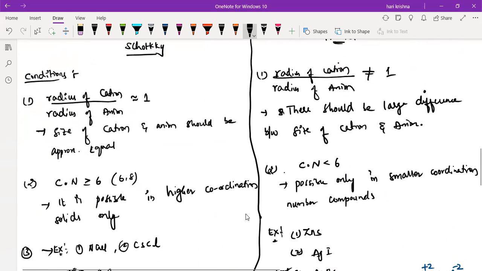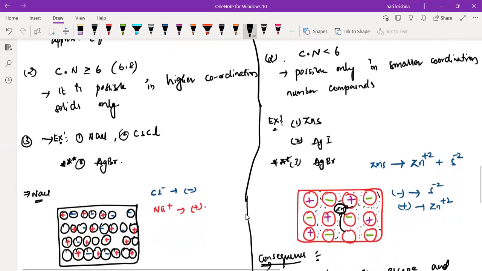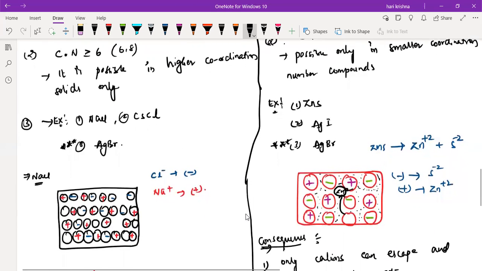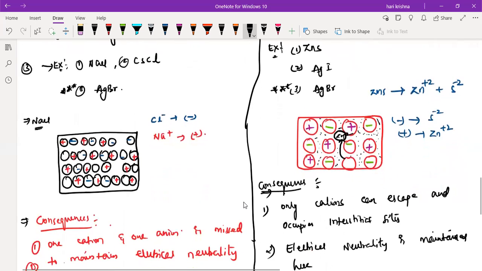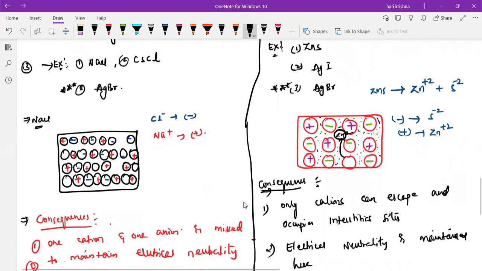The radius of cation should be a different size than the radius of anion. It is possible only in the case of coordination number 6. The most common examples are ZnS and AgCl, AgBr. So if you draw the structure of ZnS, only the cations will go and escape to the interstitial site because the cation is small in size compared to the anion. When you take the neutral atom, compared to the neutral atom, the cationic size will be smaller. So only the smaller atoms will go and occupy the interstitial sites.